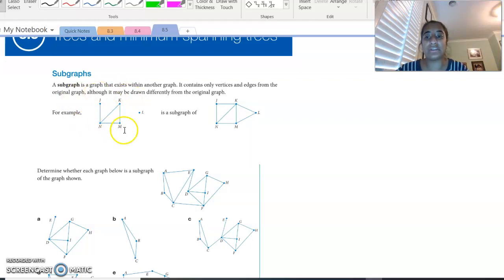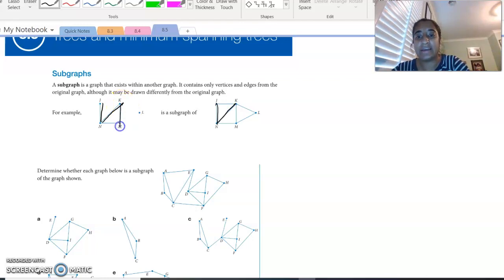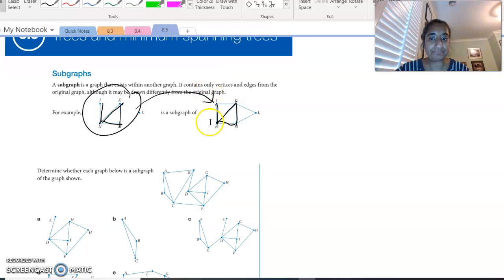If we look at this one here, this graph shows the same information that is shown on our graph over here, so it would be known as a subgraph. There's a connection between J and N, there is a connection between N and K, there's a connection between K and M, and there's a connection between N and M. Yep, that exists. So this is a subgraph of that one there.